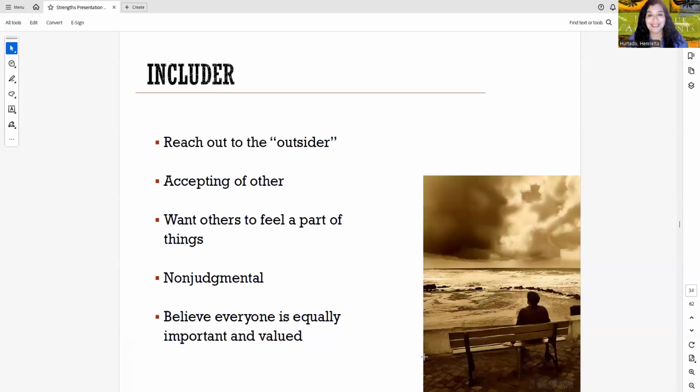Includer. You reach out to the outsider. You're accepting of others. You want others to feel a part of things. You are non-judgmental and you believe everyone is equally important and valued.